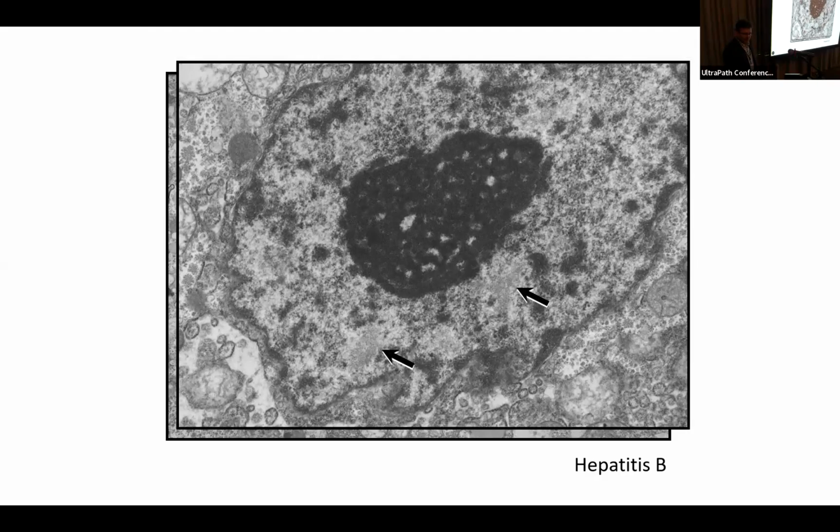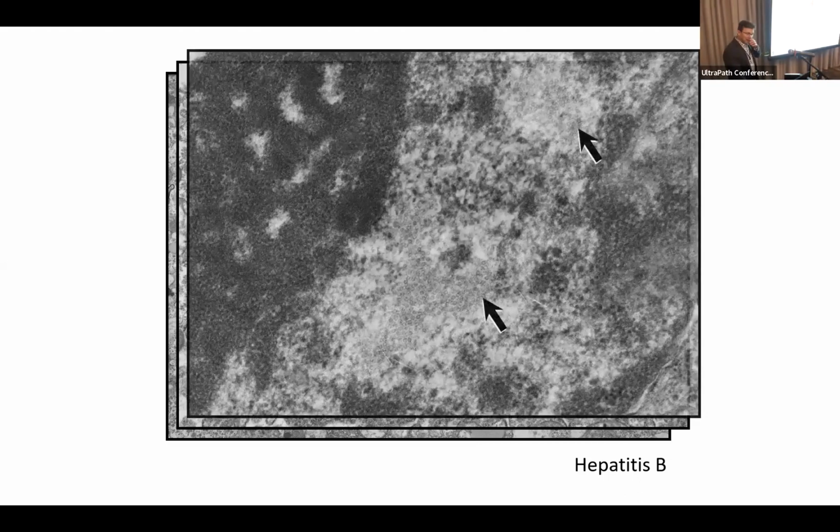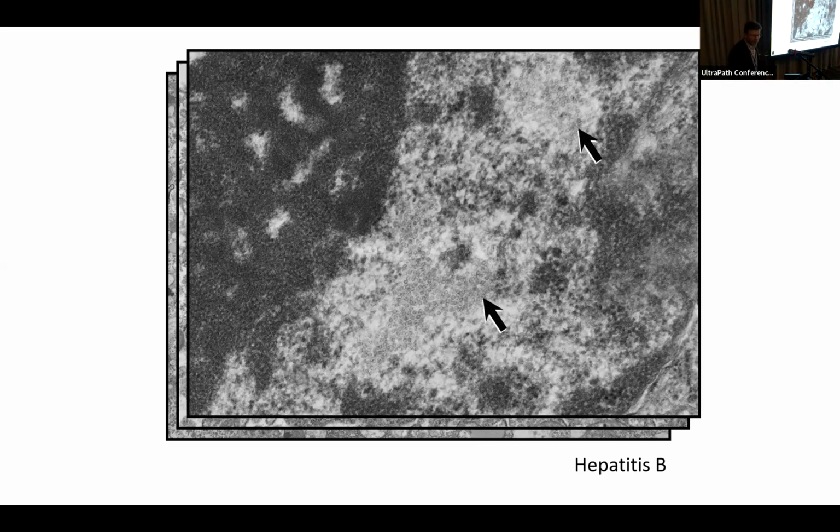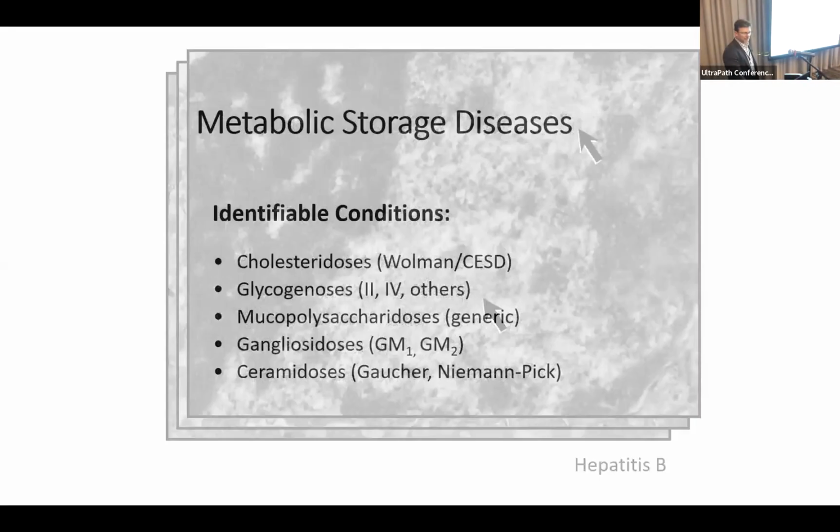And then this is a case where EM could be used to monitor the course of a disease. This was a 9-month-old recently adopted child who had chronic hepatitis and was known to be hepatitis B surface antigen positive. The clinical question was whether or not there continued to be active infection, and indeed, seeing these viral particles in the nucleus proves that to be true.